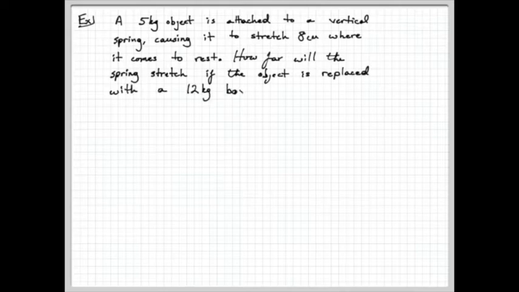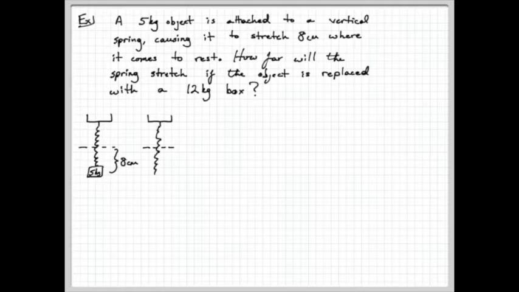All right, so let's do a picture and visualize it. So first we have a 5 kilogram box which stretches the spring 8 centimeters from equilibrium. Then we attach a 12 kilogram box and it stretches the spring further. And we want to know how far from equilibrium the 12 kilogram box stretched the spring.